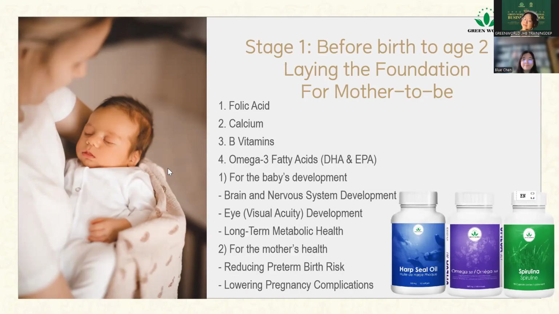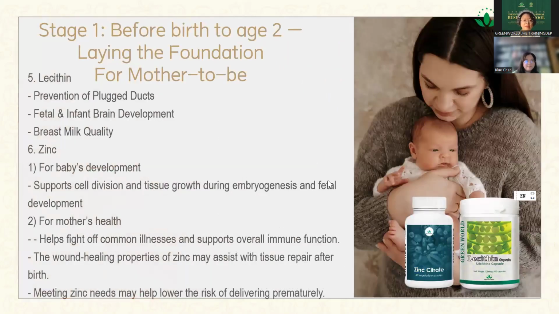All right, the fifth element is lecithin. Just give me 1 minute. Yes, lecithin. Lecithin plays several important and supportive roles during pregnancy and breastfeeding. Number one, prevention of plugged ducts. Lecithin acts as an emulsifier to decrease milk thickness, thus easing flow and aiding in reducing recurrent plugged milk ducts.